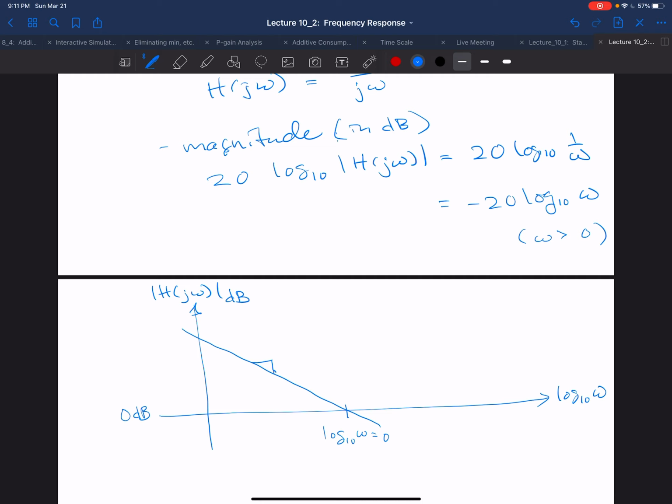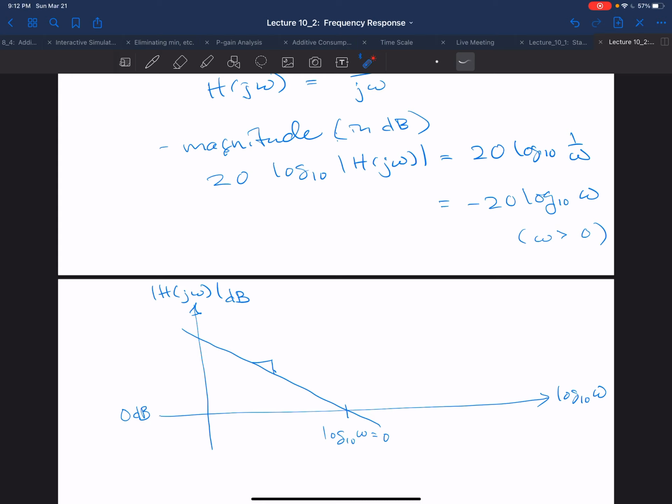And this slope is going to be minus 20, but what does that minus 20 mean? Well, that means that the modulus decreases by 20 decibels every time the log of omega decreases by 1, or rather increases by 1. What does it mean for the log of omega to increase by 1? The log of omega increases by 1 whenever omega increases by a factor of 10.